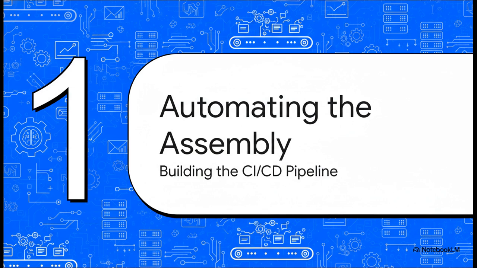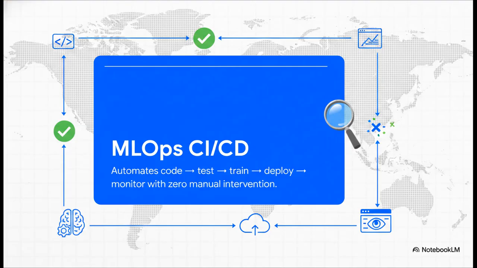Okay, first things first, you've got to build a solid foundation. So let's dive into Section 1, automating the assembly line for your machine learning models. All right, so what are we really talking about here? It's MLOps CI/CD. The goal is pretty straightforward, but honestly, it's a game changer. It's about automating everything, the building, testing, training, and deploying of your models with absolutely zero manual steps. The idea is to get rid of human error and create this super reliable path from a pull request all the way to a live service.